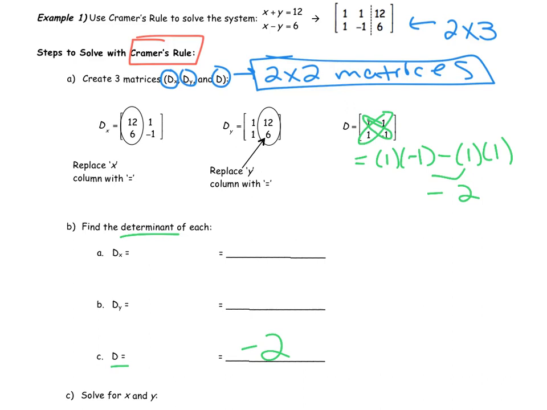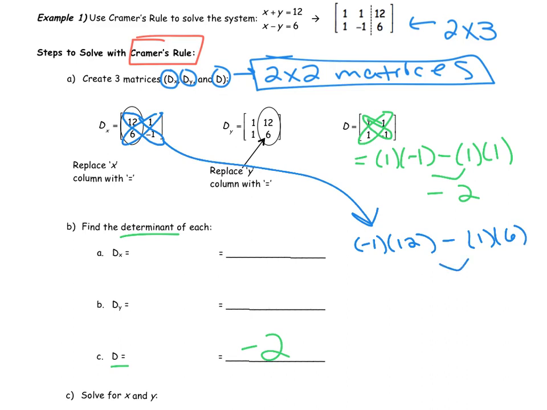Okay, now let's find the determinant for dx, and I'll write that over here. So we multiply the main diagonal. So we have negative 1 times 12, and we're subtracting it with 1 times 6. So I have negative 12 minus 6, which is negative 18. So that's the determinant for x.